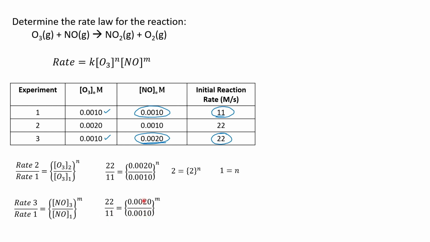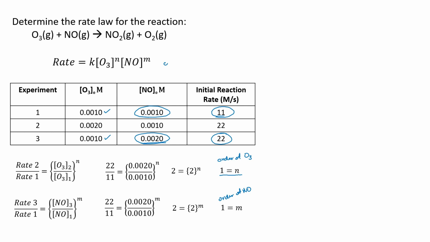Okay, so let's simplify this here. We have 2 equals 2 to the M. Again, it's the same thing. This makes it super obvious that also M equals 1. So it's okay that your order for these two reactants is the same. That's perfectly fine. So 1 is the order of ozone, and 1 is also the order of nitrogen monoxide.